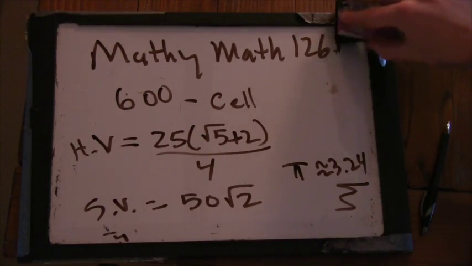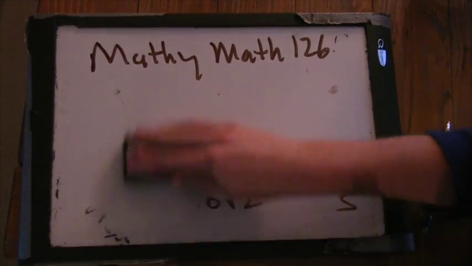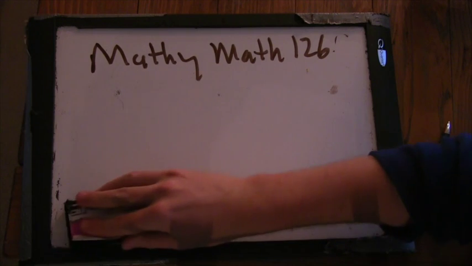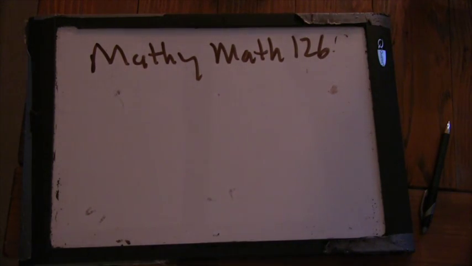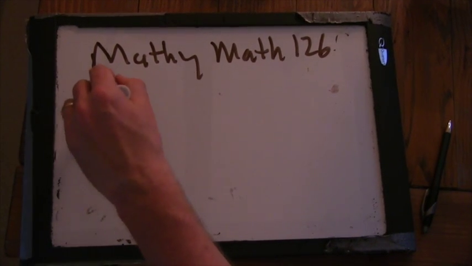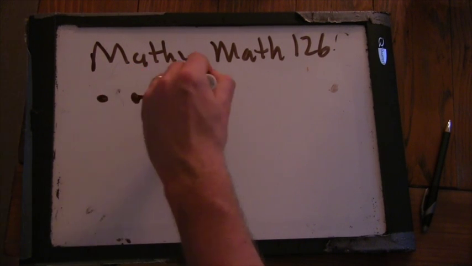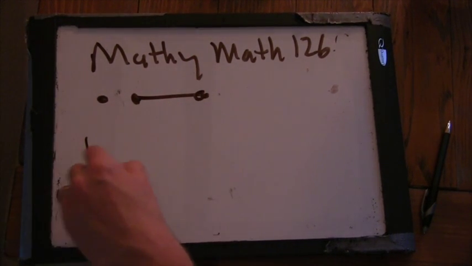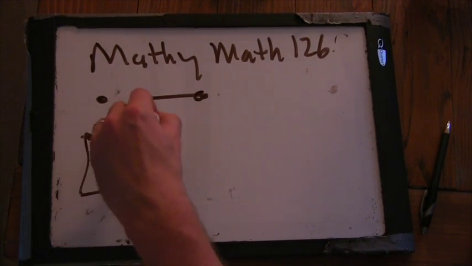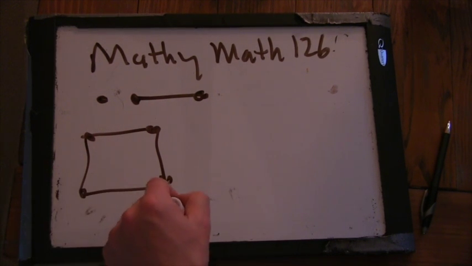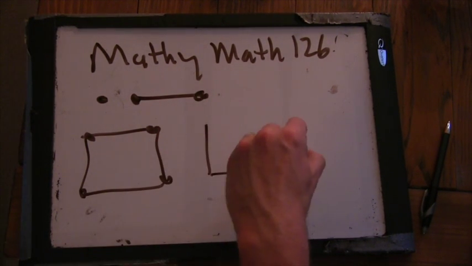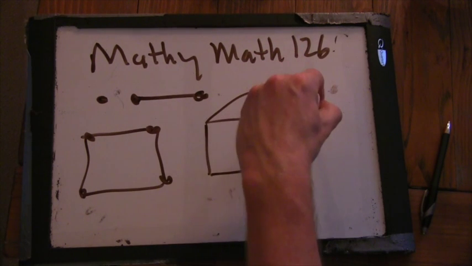Okay, so four-dimensional sphere. So, think about how we make a hypercube. We can start with a point, slide it, we get a one-dimensional line, slide it, we get a two-dimensional square, slide it, we get a three-dimensional cube.